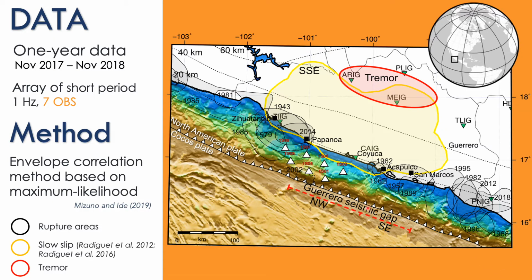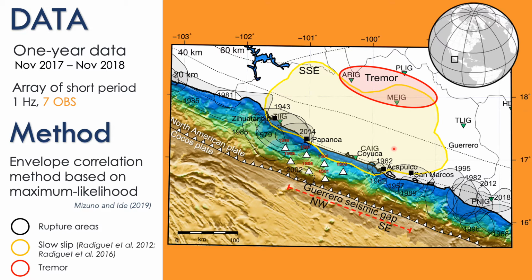This map shows the subduction zone of Guerrero and major earthquake rupture areas in the last century. The Guerrero seismic gap is located here, where no major earthquakes have ruptured in over 110 years. In Guerrero we have deep tectonic tremors located far from the trench. Also, in conjunction with tremors we have slow slip events at the plate interface that propagate to the coast. All of these observations come from onshore data.